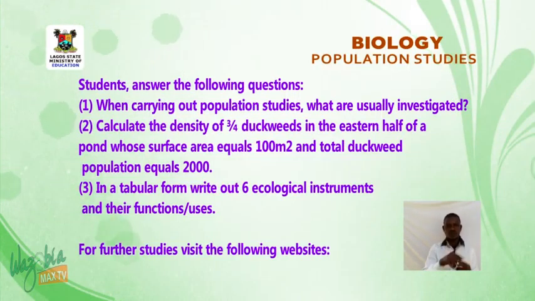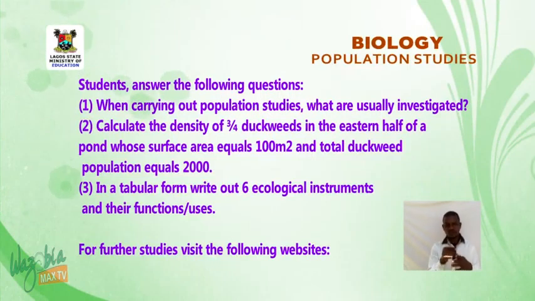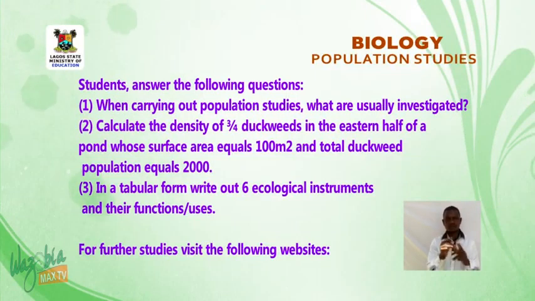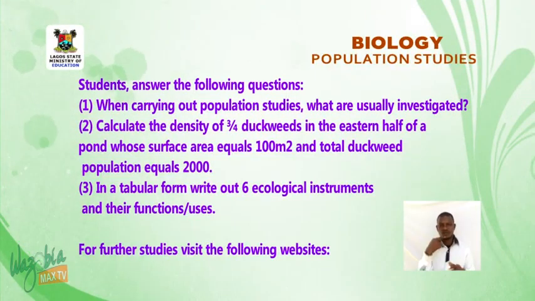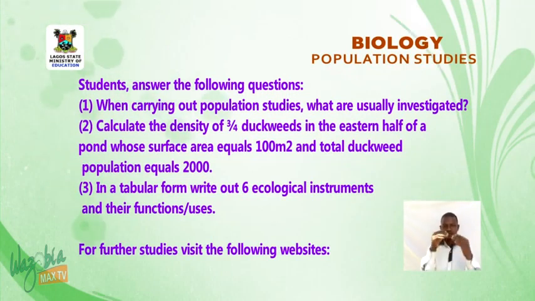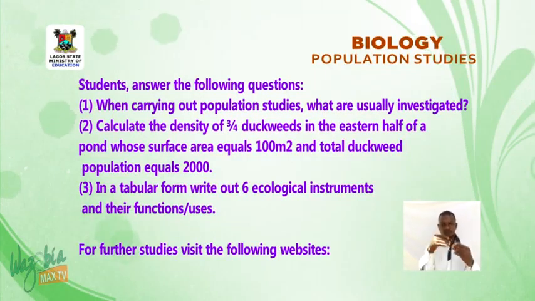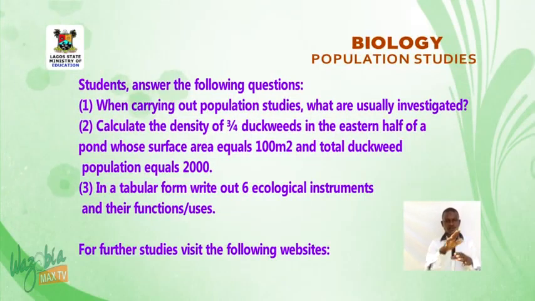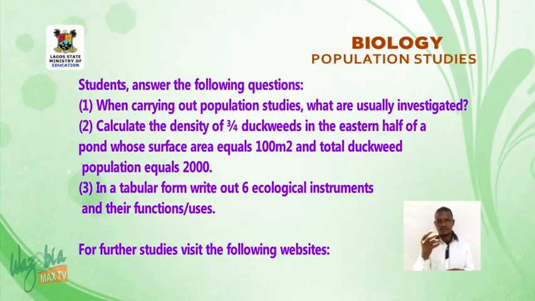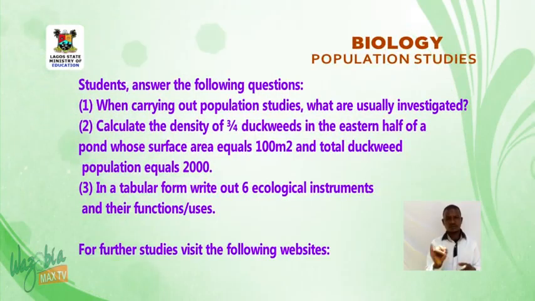1. When carrying out population studies, what are usually investigated? 2. Calculate the density of 3/4 duckweeds in the eastern half of a pond whose total surface area equals 100 meters squared and total duckweed population equals 2,000. 3. In a tabular form, write out 6 ecological instruments and their functions or uses.